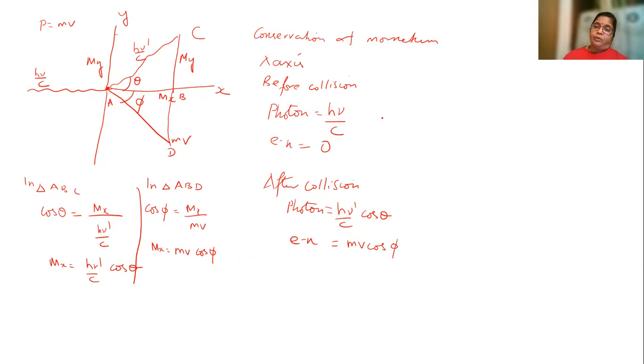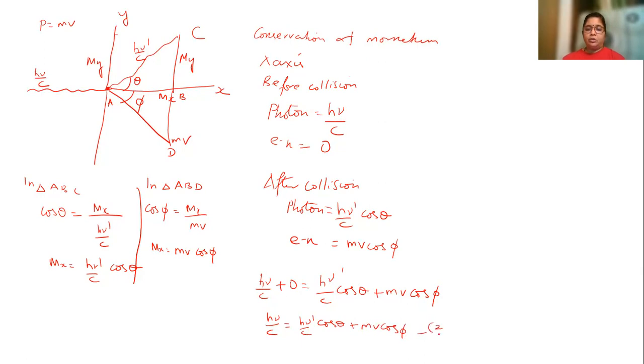So now we need to develop an equation for conservation of momentum along x-axis. We shall deal with y-axis later on. So along x-axis, total momentum before collision is the momentum of photon h nu by c plus momentum of electron, which is 0, equal to after collision momentum of photon h nu dash by c cos theta plus momentum of electron, which is mv cos phi. Or I can write this equation as h nu by c is equal to h nu dash by c cos theta plus mv cos phi. This is my equation 2 along x-axis.